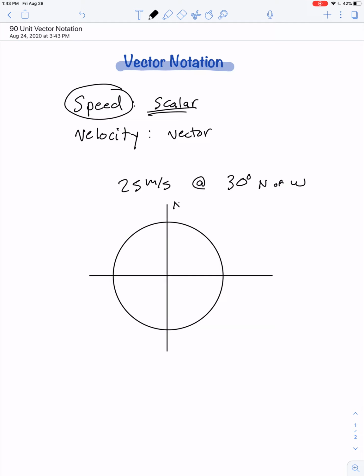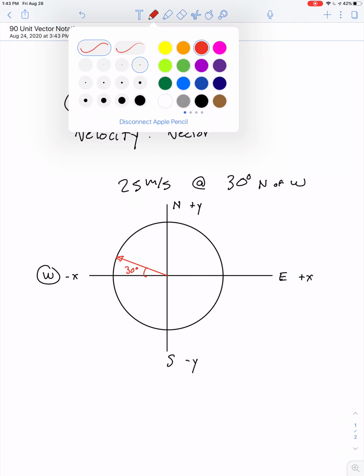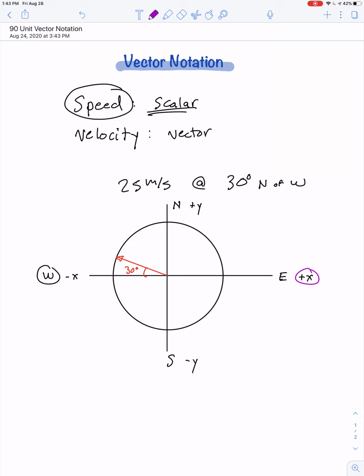Let's see. North is associated with the positive y-axis, south with the negative y-axis, east with the positive x-axis, and west with the negative x-axis. So to go 30 degrees north of west, I guess that means you're not pointing exactly due west. This would be a vector that points a little north of west. Now, by the way, if this is 30 degrees, then we know this angle, measured off the positive x-axis, will be what? 150 degrees, correct?